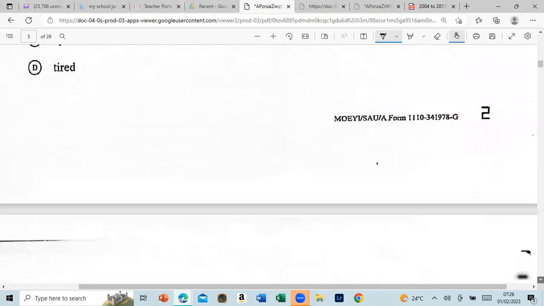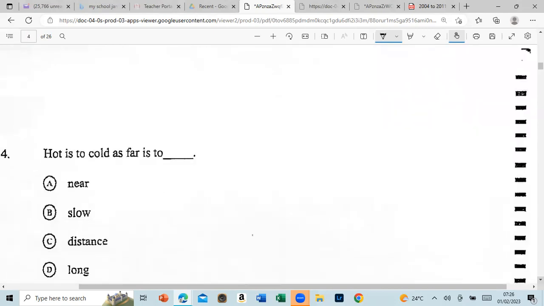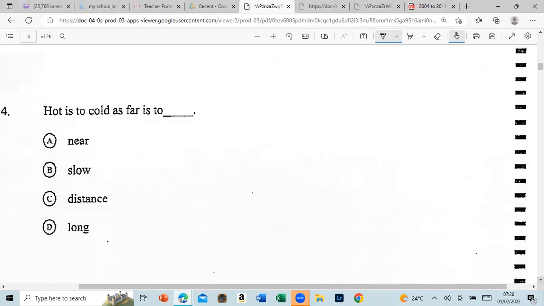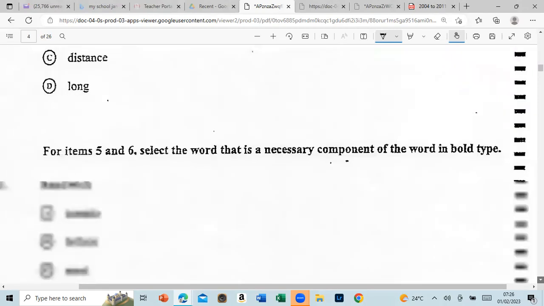Let's move on to number 4. Hot is to cold as far is to, and that would be near. Move on to number 5.